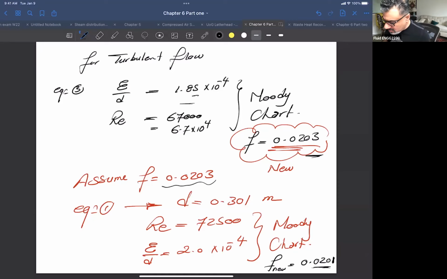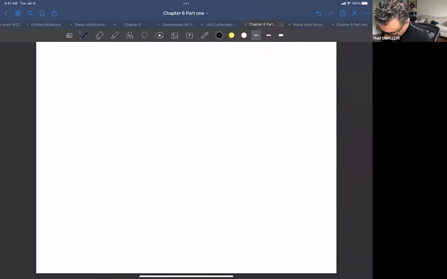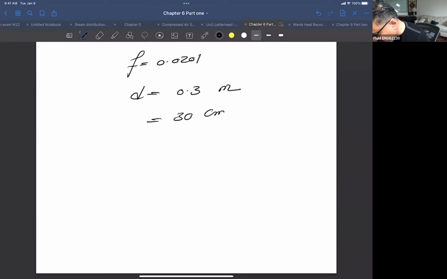If you use this now, so f is 0.0201. The diameter here is about 0.3 meter, which means the diameter here is 30 centimeter. Okay.